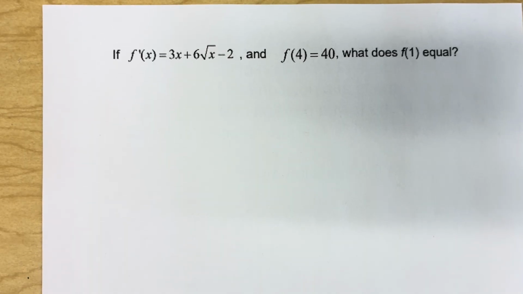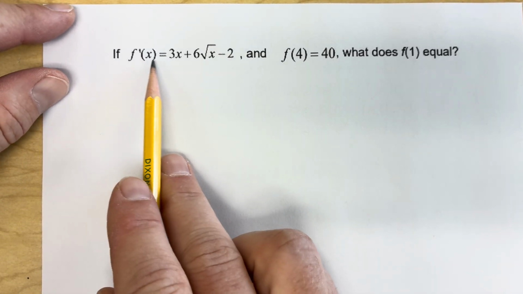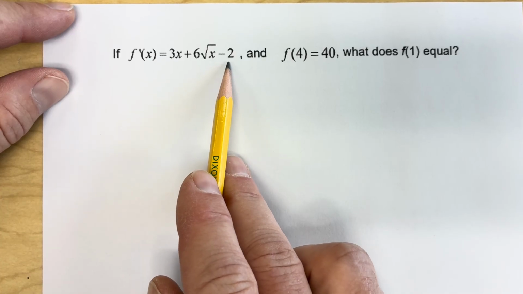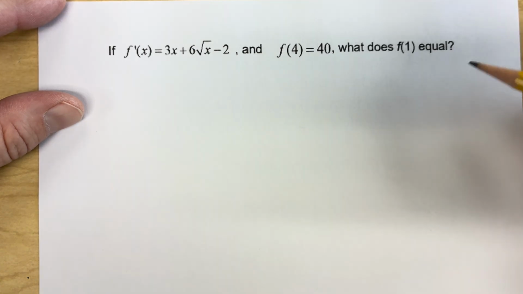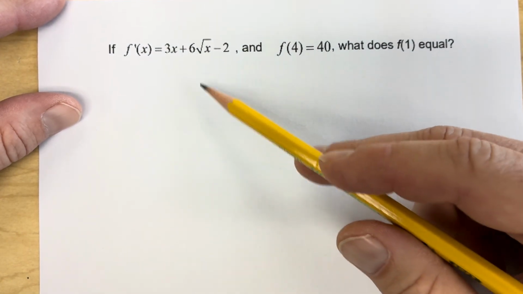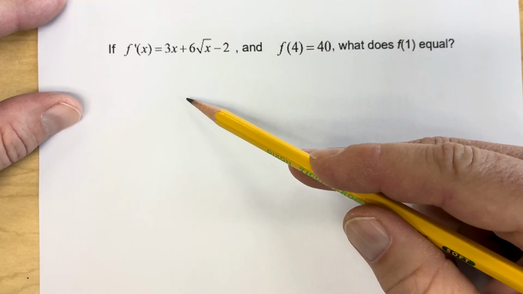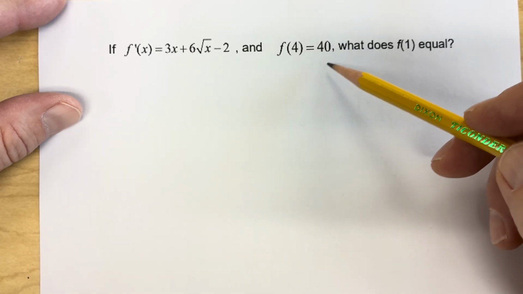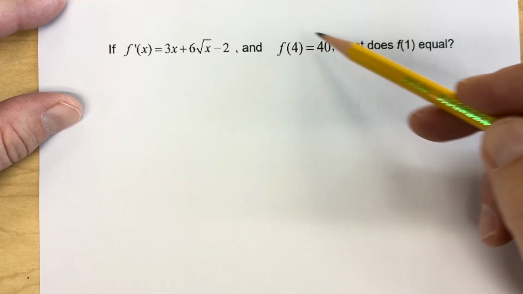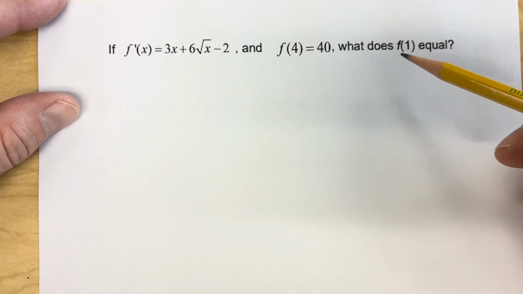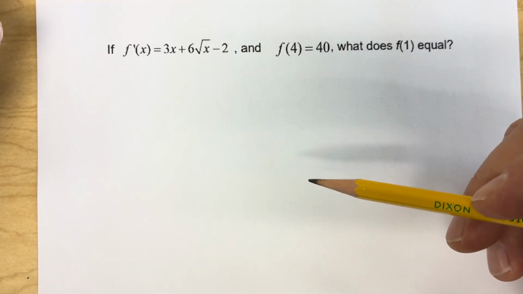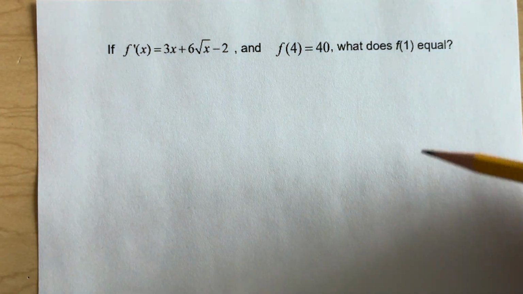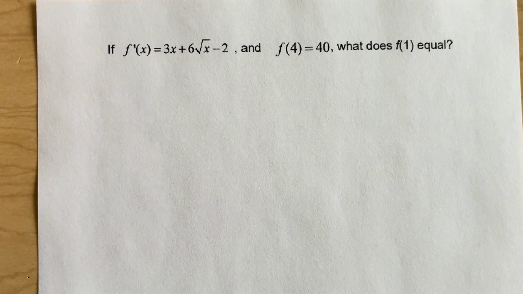This question here says if f prime equals 3x plus 6 square root of x minus 2 and f of 4 equals 40, then what does f of 1 equal? Now, there's a couple different ways we can go about doing this. You could try to integrate this back to f of x, and then put in a plus c and find out what c is using this, and then use that equation to find f of 1. But I'm going to tell you that that's more steps than needed here. So I'm going to give you a chance to try it, see if you can see another way, and then if not, I'm going to show you here in just a second.